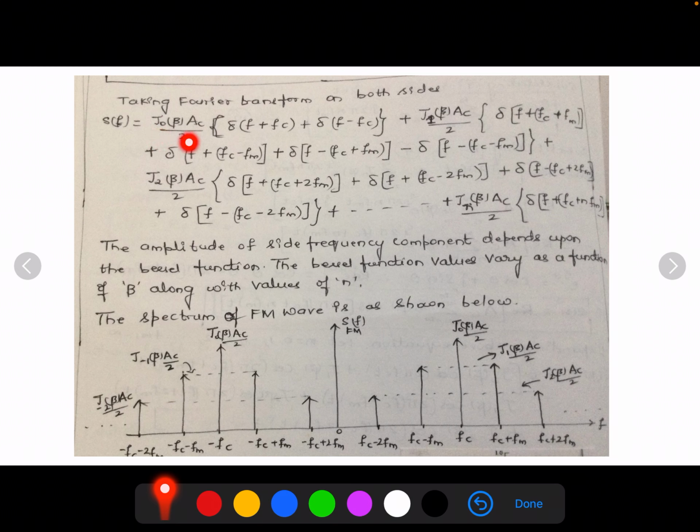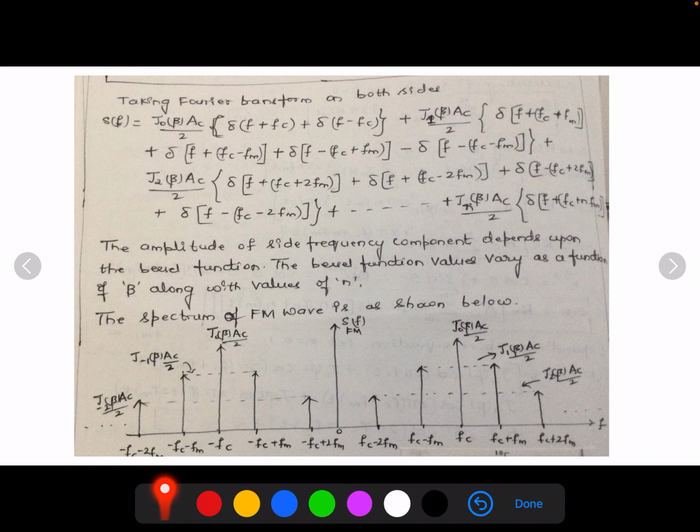After taking the Fourier transform, the final equation is S of f is equal to J0 of beta into AC by 2. We have taken the Fourier transform, so we have delta functions here, delta of f plus fc plus delta of f minus fc. This is for J0. Similarly, J1 of beta into AC by 2 into delta of f plus, now the frequencies are situated at plus Fm and minus Fm, fc plus fm, fc minus fm, and then J2 of beta. Similarly, it goes on like this.